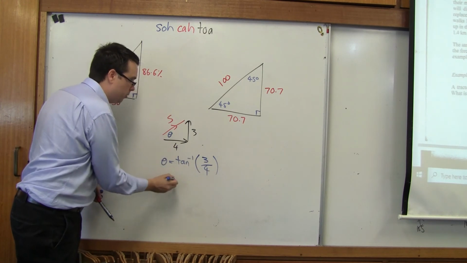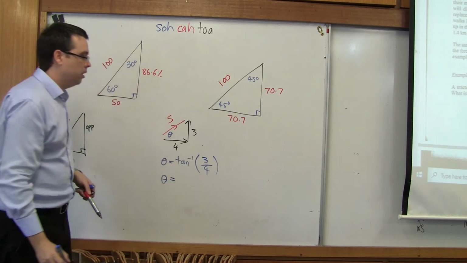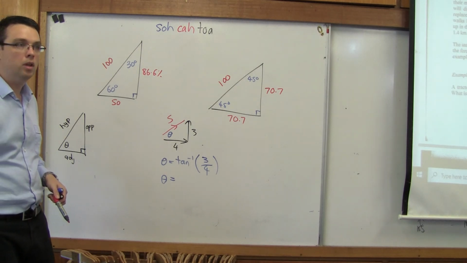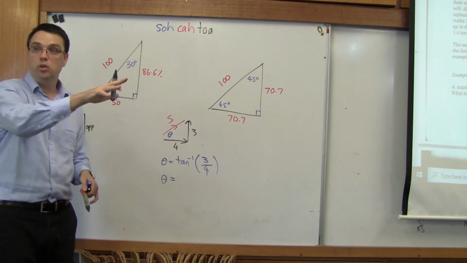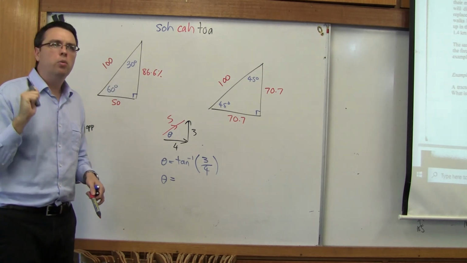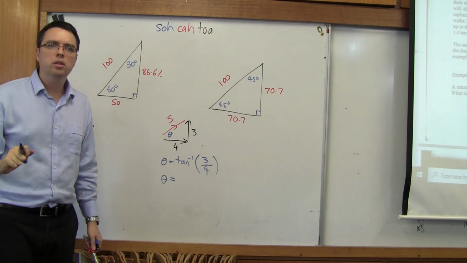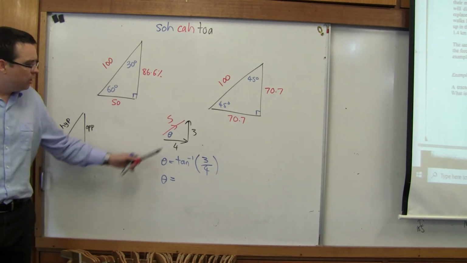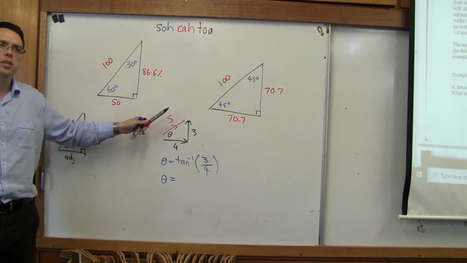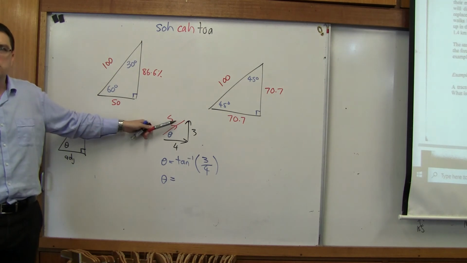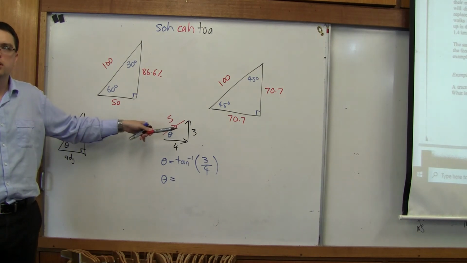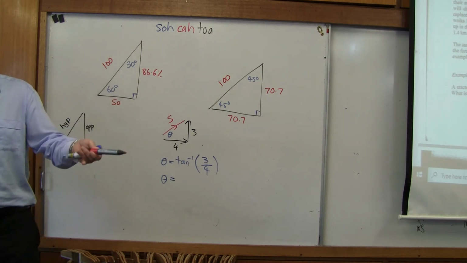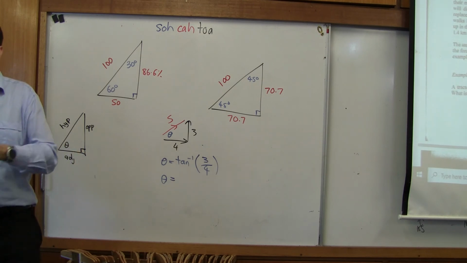Could someone type that into the calculator for me? 36.8. Before we continue, we want to think, what is a reasonable angle? If I told you the answer was 50, would you think that was reasonable? No, because it looks close to 45 degrees. It should be a little bit less than 45 degrees because it's not as tall as it is wide. So if I told you the answer was 50, we'd say it was wrong, and if I told you the answer was 3, we would say it was wrong.